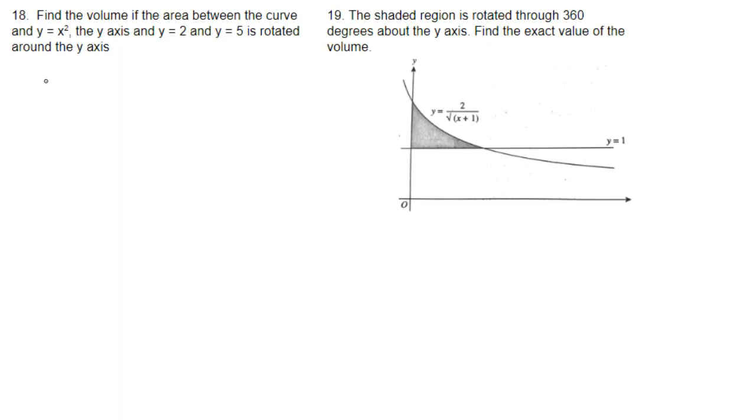So in the next one, we're finding the volume of the area between the curve and the x-axis. Oh, I'm sorry, the y-axis, and they rotated around y equals 2 and y equals 5. So basically, let's do a quick sketch here. I've got a parabola. It's at x squared, so it's a pretty easy one to draw. And I've got 2 and 5. Whoops, not 2 and 5. I want to make this y equals 2 and y equals 5.